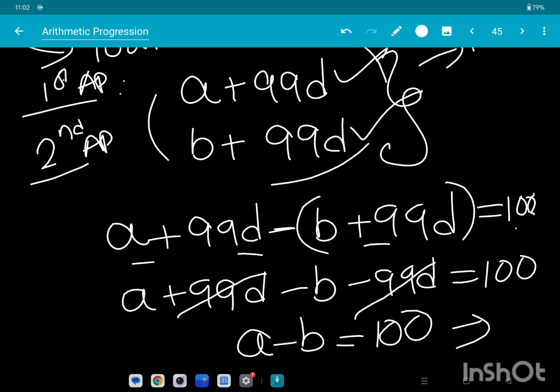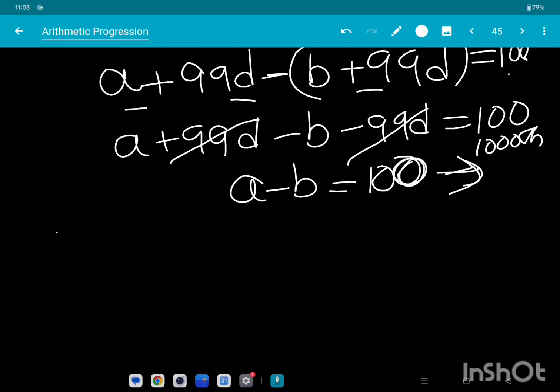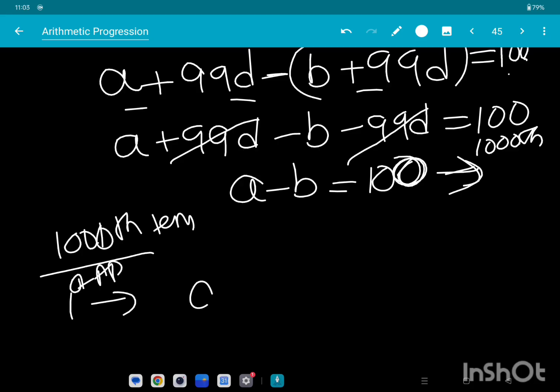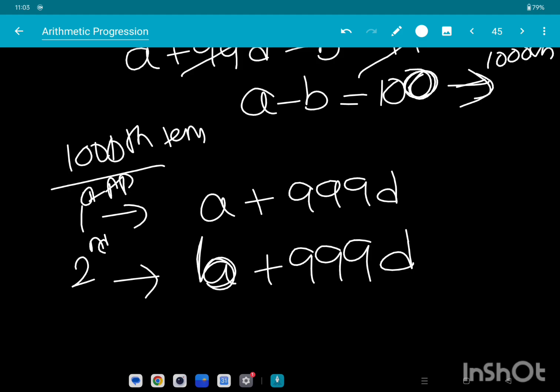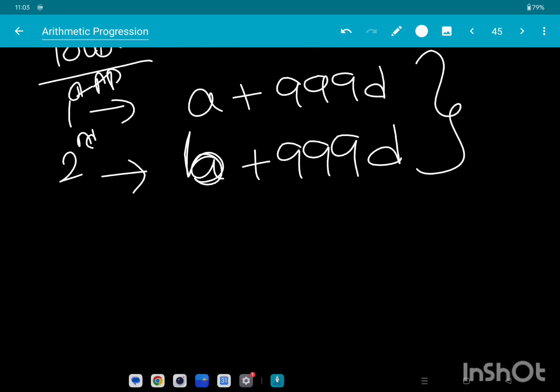Now we need to find the 1000th term, right? It was already given the difference is 100. Now I need to find it for the 1000th term. How can I find it? Same way. What is the 1000th term in the first AP? In the first AP, the 1000th term is a plus 999d, right? And for the second AP, it is b plus 999d. Now we need to find the difference between these two.